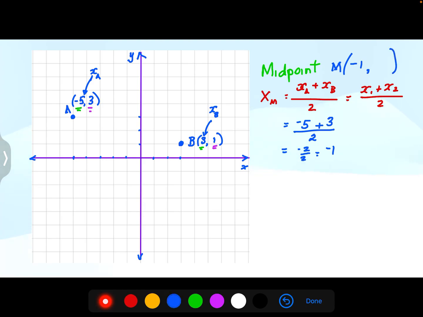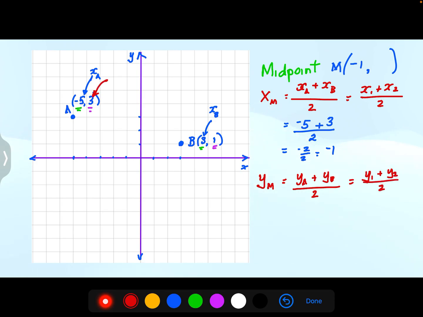Now let's find the y value of the midpoint. It's the same thing as the rule for the midpoint of x. You add the two y values together of the two endpoints. That's the y value of A and the y value of B. And you divide it by 2. That will be halfway. Some write the rule like y1 plus y2 over 2.